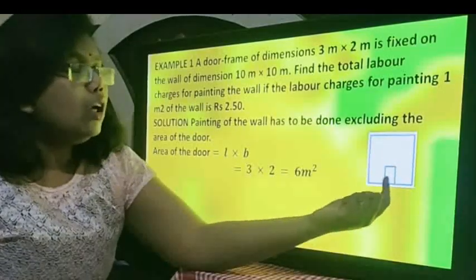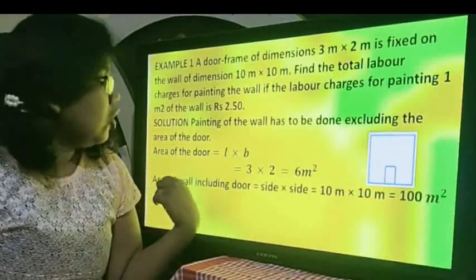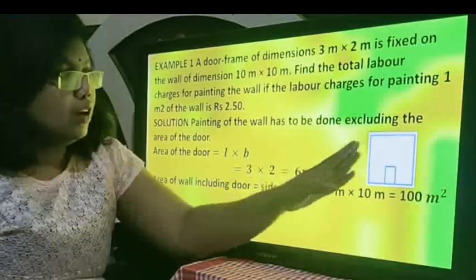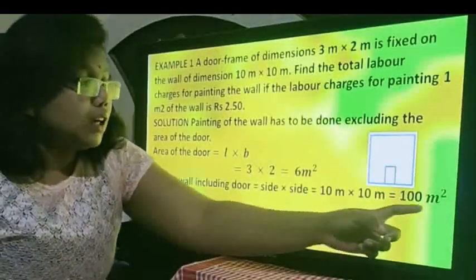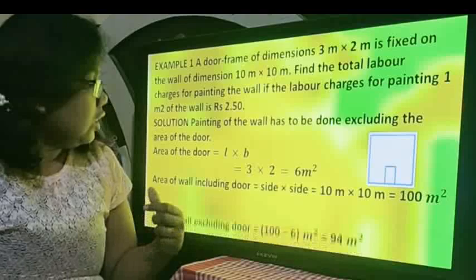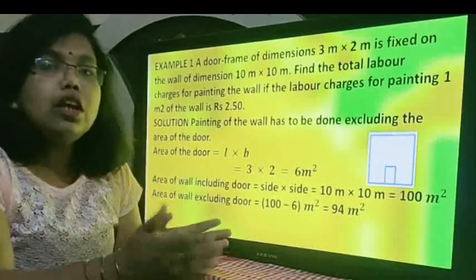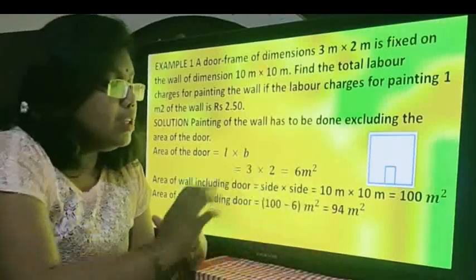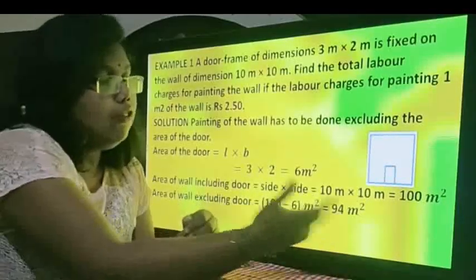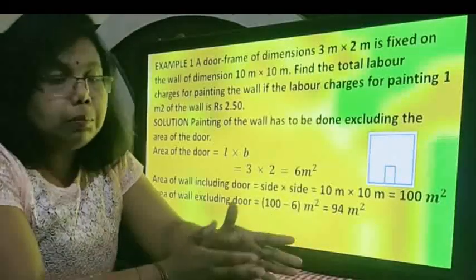The area that this door occupies is 6 meters square, and the area of the wall including the door, meaning the entire rectangle, is 10 multiplied by 10, that is 100 meters square. Now the area of the wall excluding the door: we are removing the area of the door from the area of the wall. So we get 100 minus 6, which is 94 meters square. Now 94 meters square is the area that has to be painted.